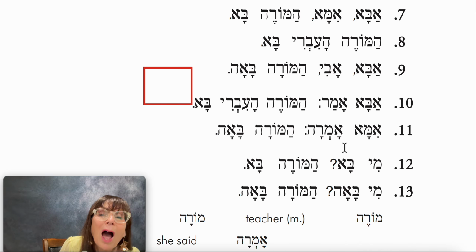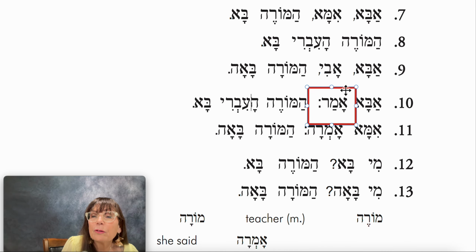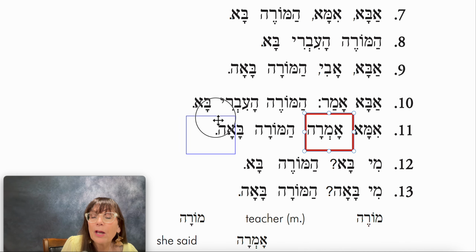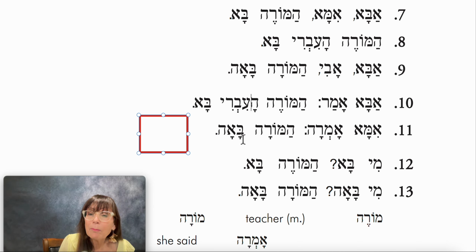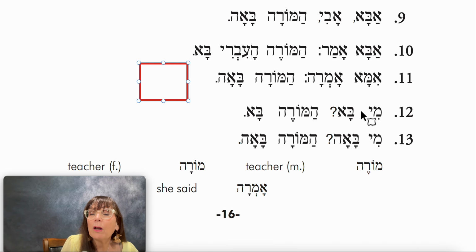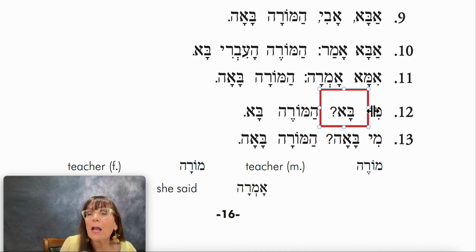Sentence 11. Ima amra. So again, Abba Amar on sentence 10, and in 11, it's Ima Amra. We're not going to get into the conjugation of this word said, but you'll have a little introduction because this is the masculine, this is a feminine. So Ima Amra, mother said or mom said, Hamora Ba'a. The teacher is coming, but this will be a feminine teacher.